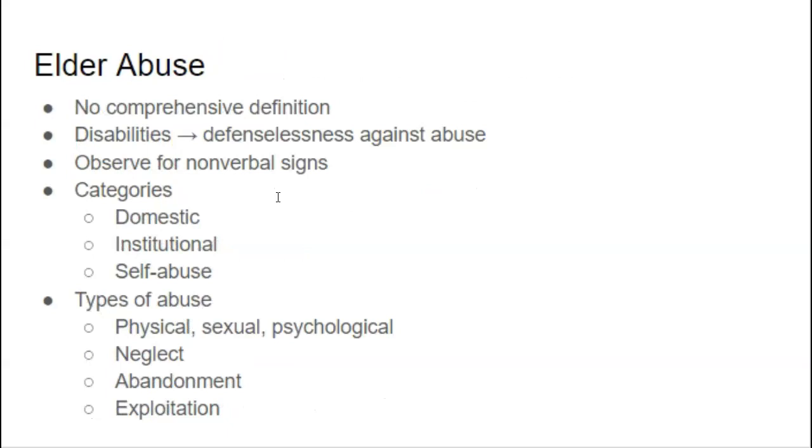Things to look at is this could be a domestic, we're looking at abuse. It can be domestic, meaning within the house. So there could be a family or friend abusing someone that's elderly. It can be institutional too. So that's why looking at nursing care facilities is important.